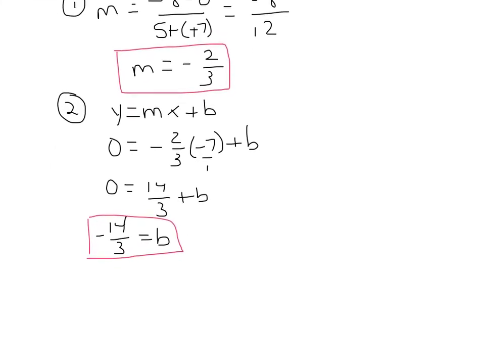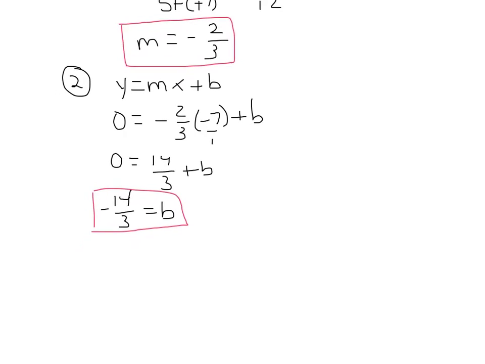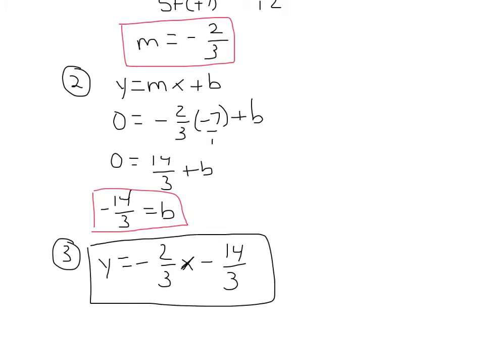Okay. All right. So then step 3 here will be to rewrite. So y equals, your slope is negative 2/3 x, minus 14/3. And that will be your final answer for this equation. Okay.